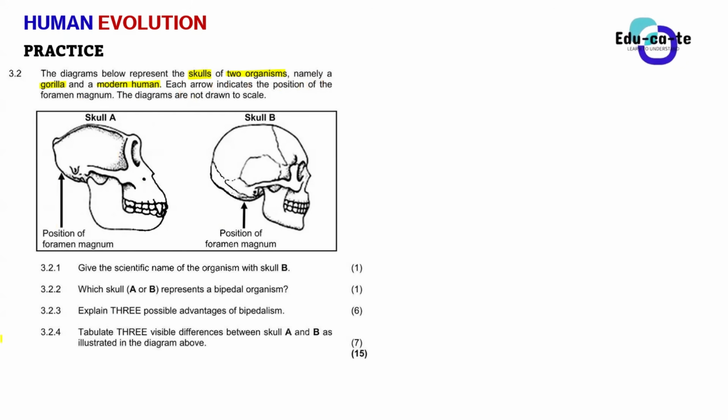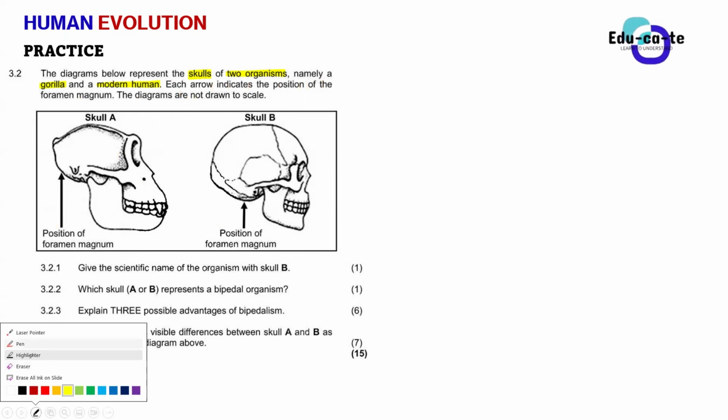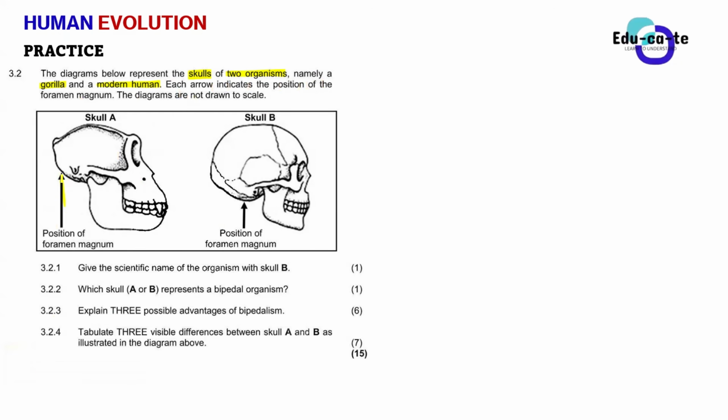So each and every arrow that you're seeing in this diagram, for example, this arrow here is indicating the position of the foramen magnum. And for skull B, we've got an arrow showing the position of the foramen magnum as well. Remember, the foramen magnum is the hole whereby the spine enters. It is the hole in which the spine enters.